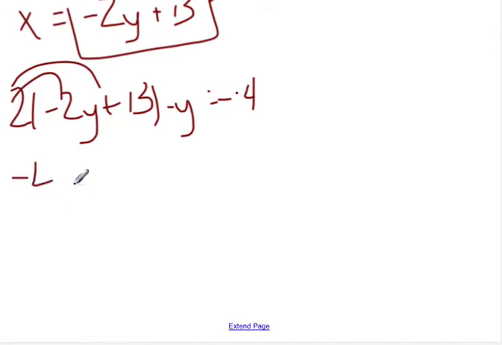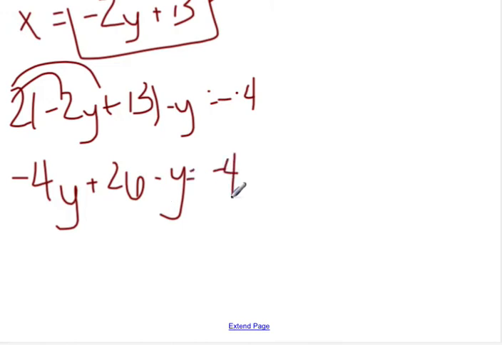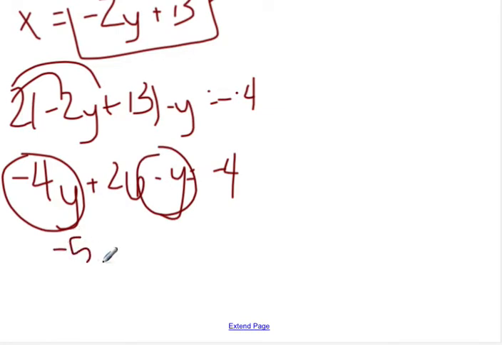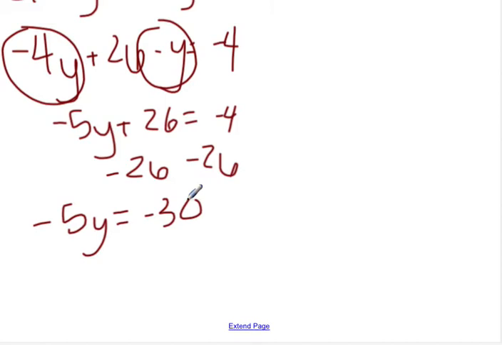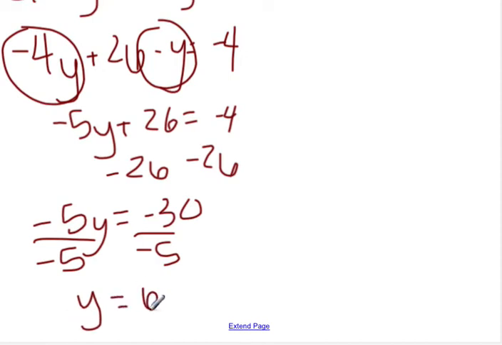So I get negative 4y plus 26 minus y is equal to negative 4. So negative 4y minus y is going to give me negative 5y plus 26 is equal to negative 4. Well, that 26 is positive, so I'm going to go ahead and subtract 26 from both sides. So I get negative 5y is equal to negative 30. Well, that negative 5 is being multiplied by the y, so I'm going to divide both sides by negative 5. So then I get that y is equal to 6.